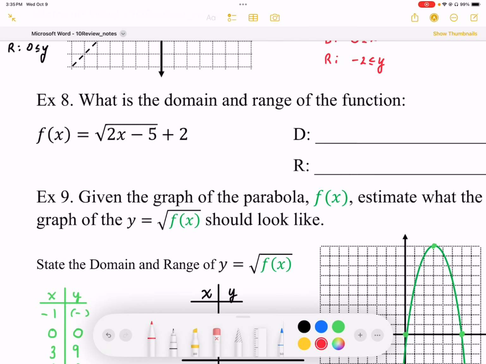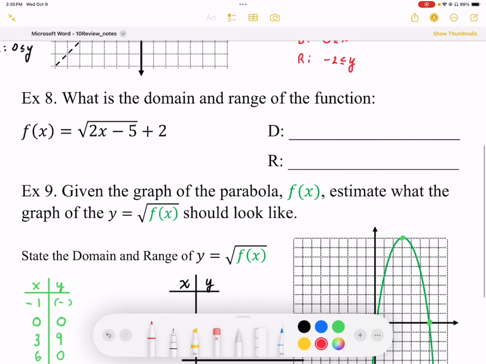For number 8, it says, what's the domain and range of the function? Well, the domain is going to be based on some restrictions, and those restrictions are going to be based on the inside square root. Okay, so that inside square root, we know that the boundary is going to be 0, so solving this 2x minus 5 equals 0, I get my boundary is equal to 5 over 2 or 2.5. So we know that the boundary is going to be 5 over 2.